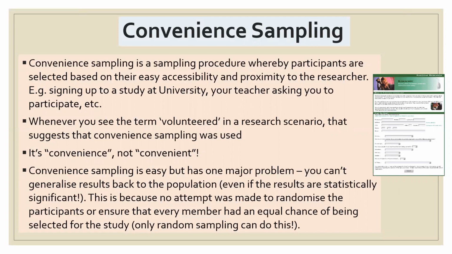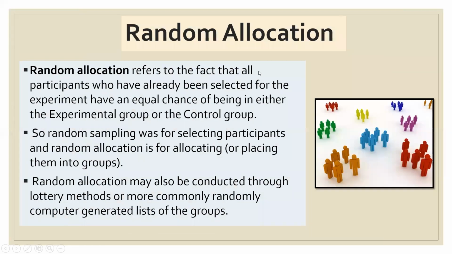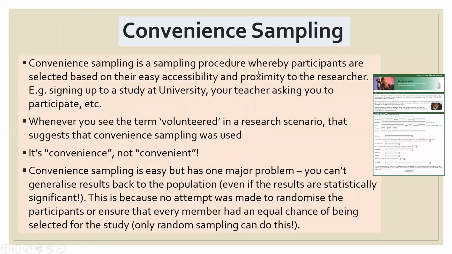If you want to be in my study, come, fill in your details, give me a call, give me a text, email me, and then you're in the study. Whenever you see a research scenario that says something about participants volunteering, that is an example of convenience sampling, because volunteering is always an example of convenience sampling, where the participant themselves has volunteered to be in the study.